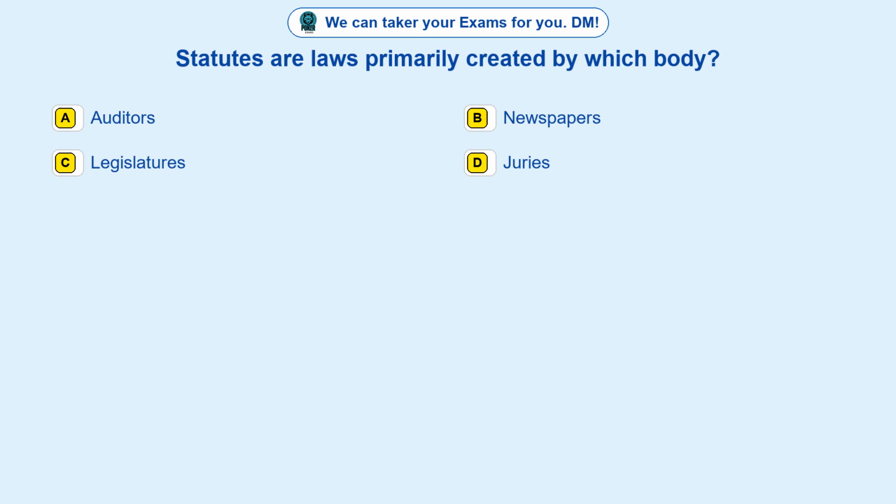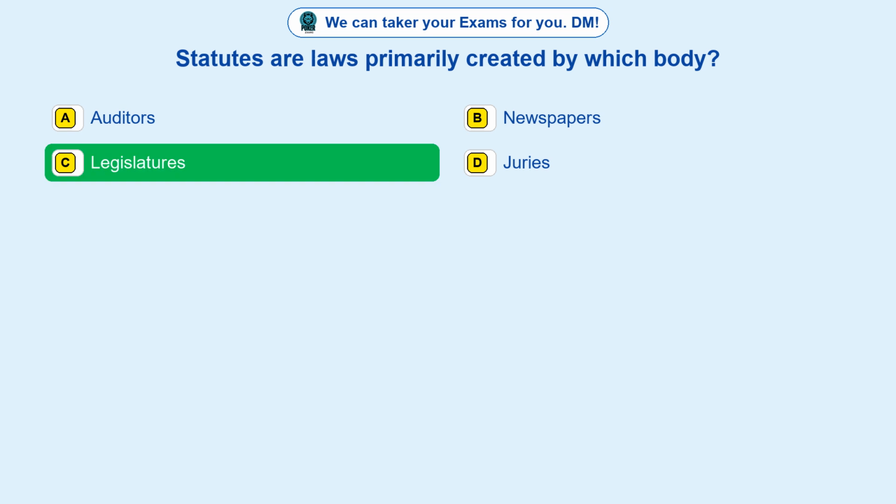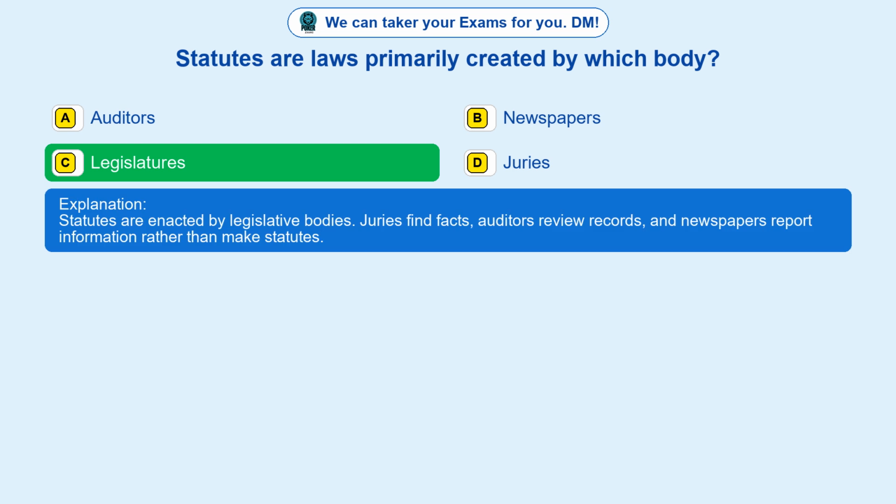Question 27. Statutes are laws primarily created by which body? Option A, auditors. Option B, newspapers. Option C, legislatures. Option D, juries. The correct answer is option C. Legislatures. Statutes are enacted by legislative bodies. Juries find facts, auditors review records, and newspapers report information rather than make statutes.